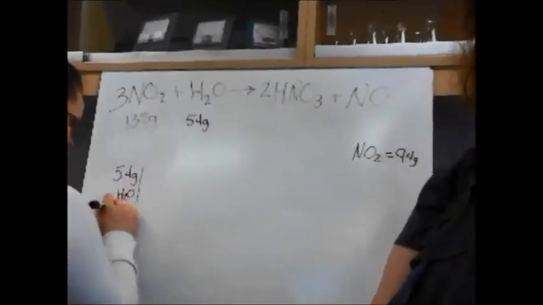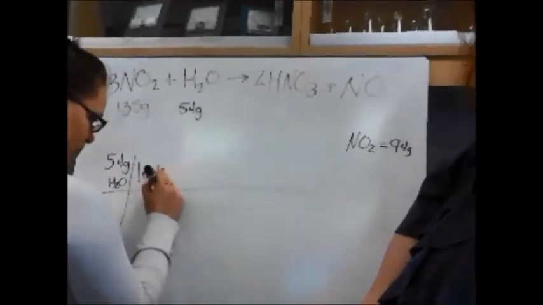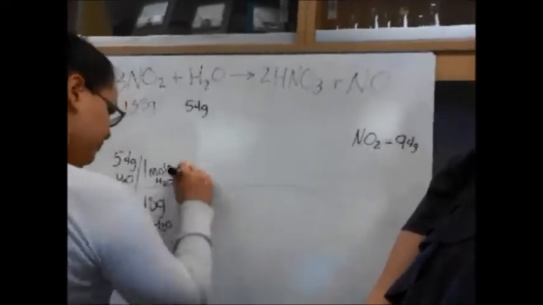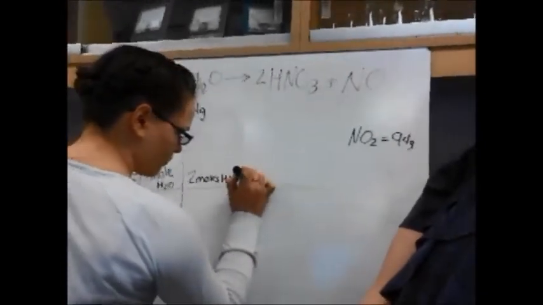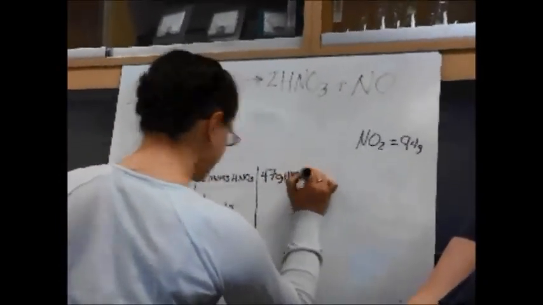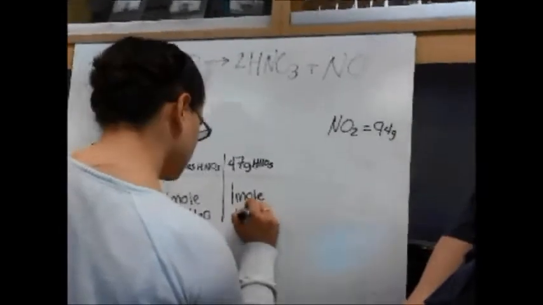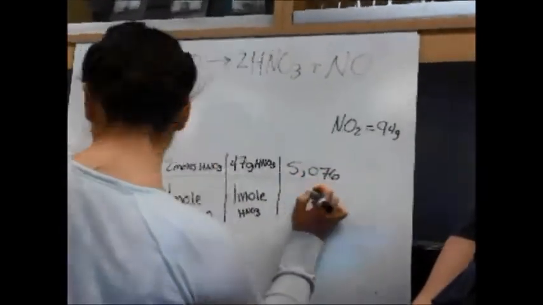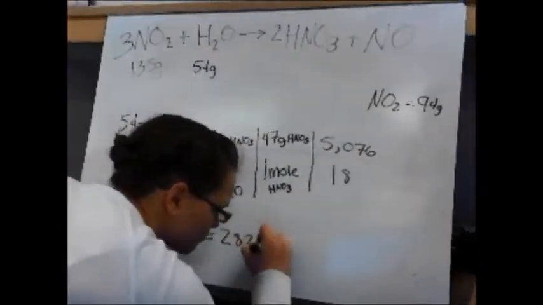For our next step, we start with the total that we originally ignored. Convert the 54 grams of H2O to moles, and then do the mole-to-mole ratio of H2O and HNO3. Now convert moles of HNO3 to grams, then multiply the top and bottom across, and divide for your total.